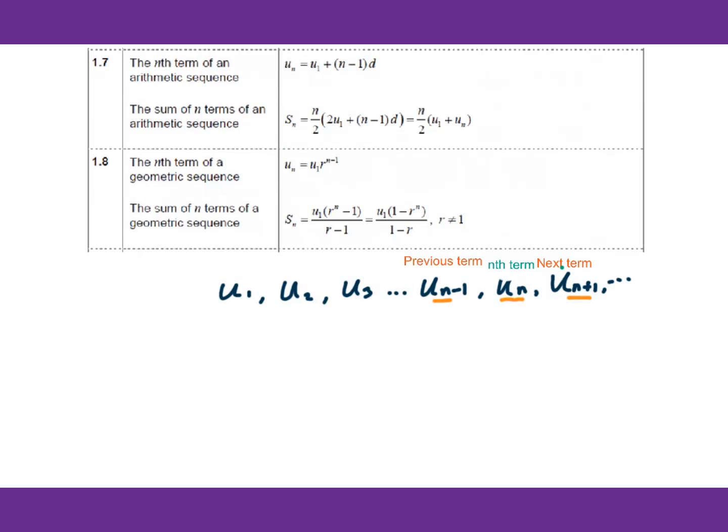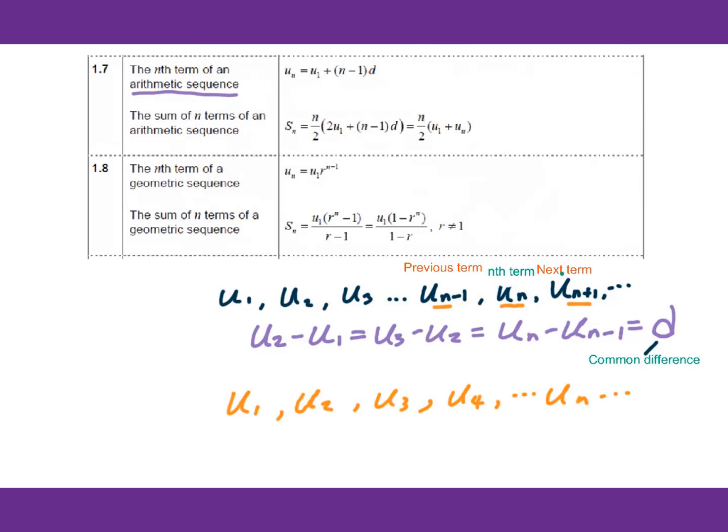For the arithmetic sequence, here is the rule. Any term minus the previous term will equal a constant. So you can write this equals a constant. We call this D, the common difference.